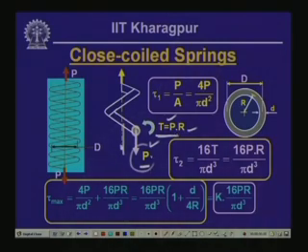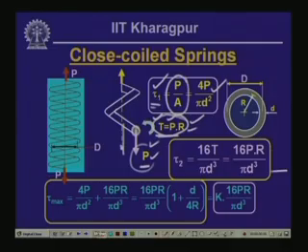Now, these two forces, P and this twisting moment, introduce stresses in the spring wire, and these stresses are tau 1, which is P by A, the direct shearing stress because of the shearing force P, which is equal to 4P by pi d square, and because of this twisting moment T, which is equal to P times R, we get a shearing stress tau T, which is equal to 16T by pi d cube.